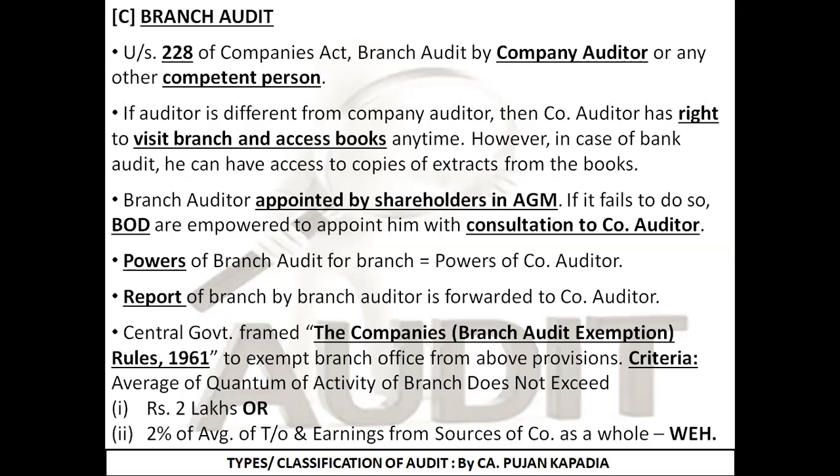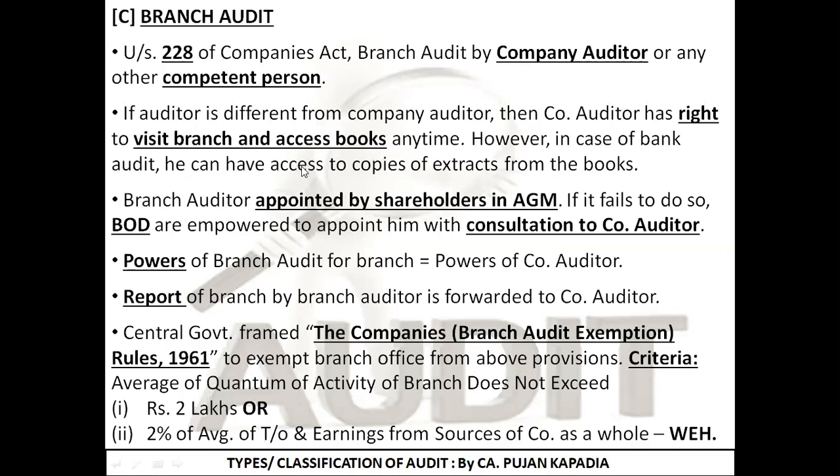So branches are assigned, and branch auditors are appointed for individual branches. The first point I'm covering is that under section 228, the company auditor himself or any competent person can be appointed as the branch auditor. Second point: if the company auditor is auditing, then there is no question. But if the auditor conducting the branch audit is different from the company auditor, then the company auditor has the right to visit the branch and access the books anytime.